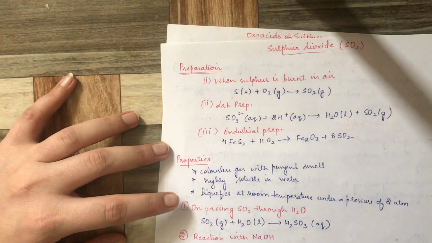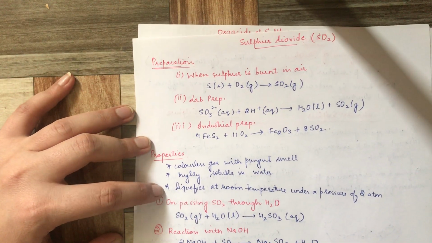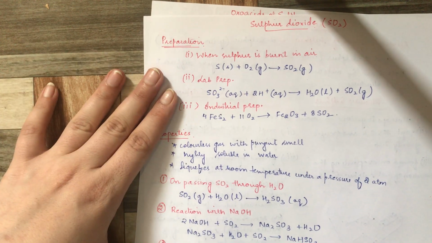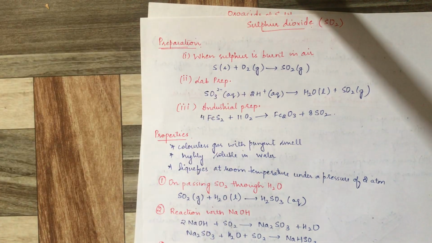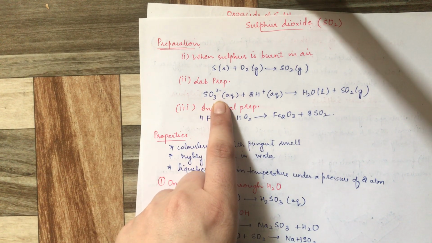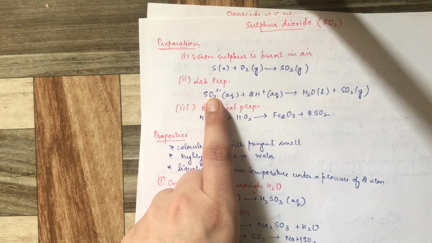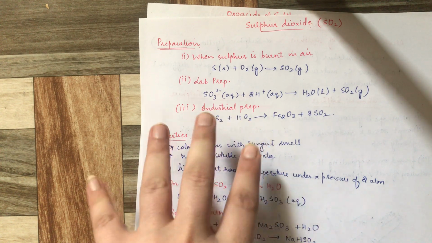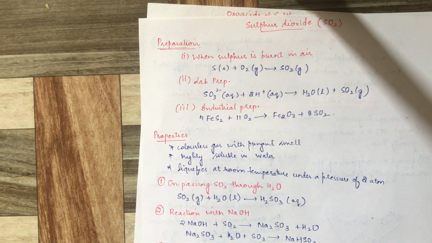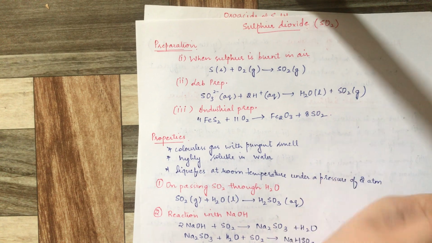Next, very quickly we'll discuss sulfur dioxide. This is the preparation. How is sulfur dioxide prepared? When sulfur is burnt in air. In lab preparation, from sulfurous acid, it liberates sulfur dioxide.